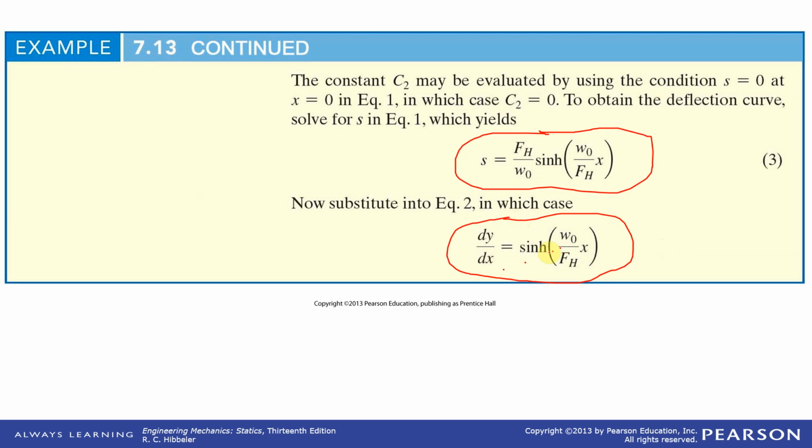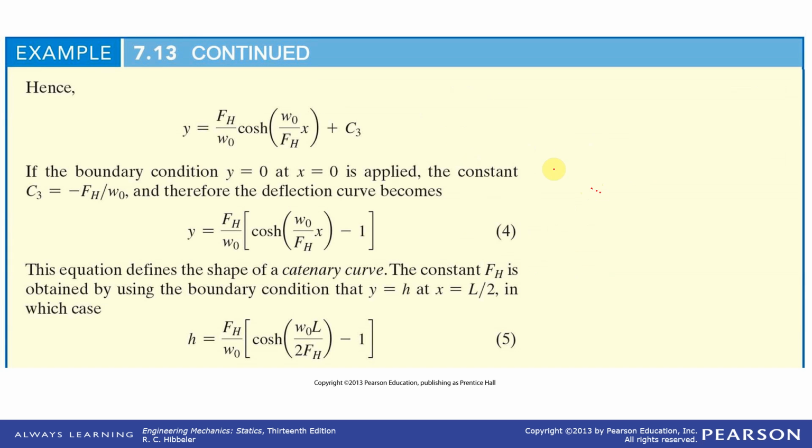The integral of the hyperbolic sine is the hyperbolic cosine, so that makes it particularly easy. We can integrate that. We get a third constant of integration now. At y equals 0, x equals 0. The hyperbolic cosine of 0 is 1. So C3 has to be negative FH over W.